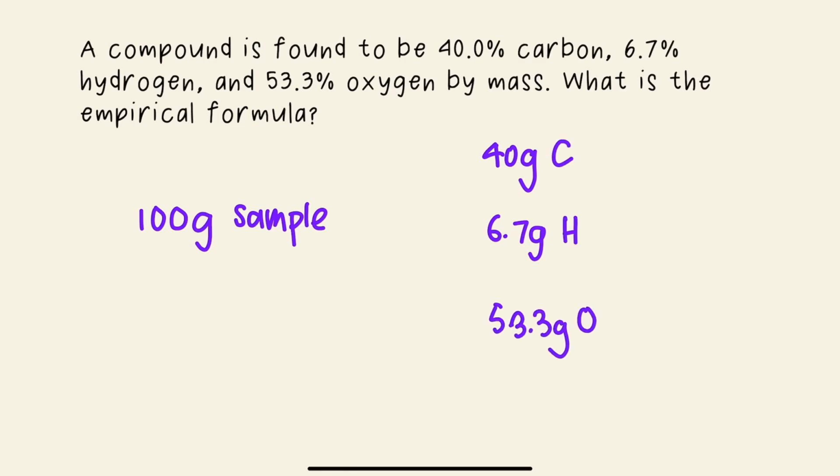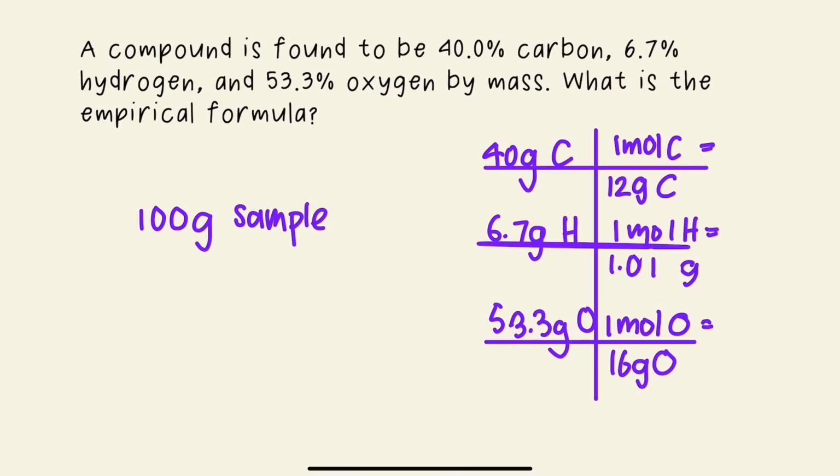Knowing each of these elements' molar mass, I should be able to find the number of moles in the sample. In 1 mole of carbon, there are 12 grams of carbon. In 1 mole of hydrogen, there are 1.01 grams, and in 1 mole of oxygen, there are 16 grams. So if I do 40 divided by 12, I get 3.33 moles of carbon. 6.7 divided by 1.01 is 6.65, and dividing 53.3 by 16, I get 3.33 again.